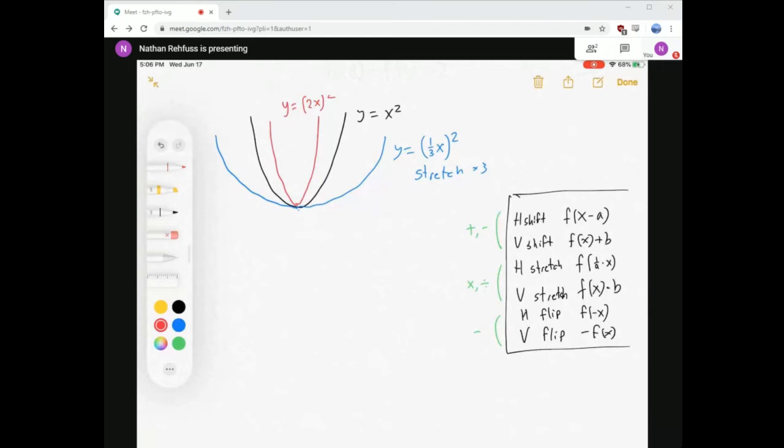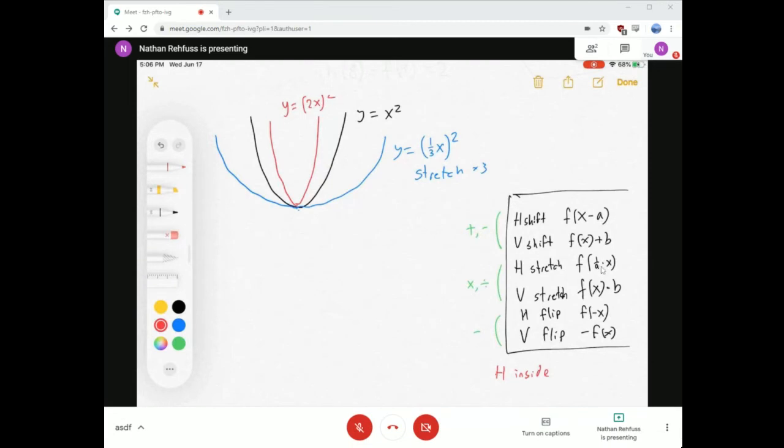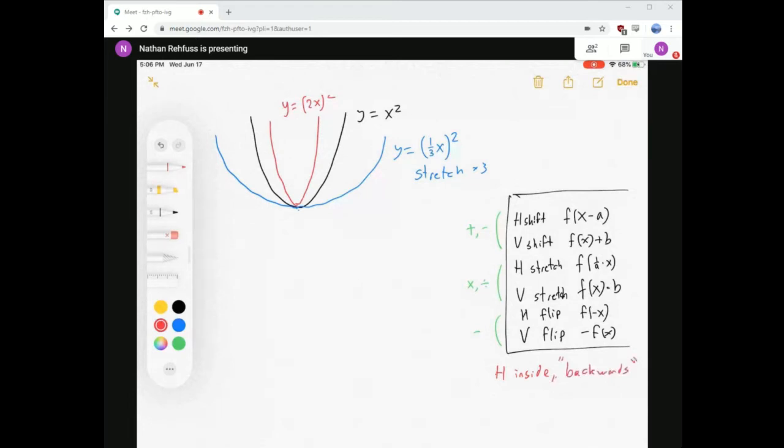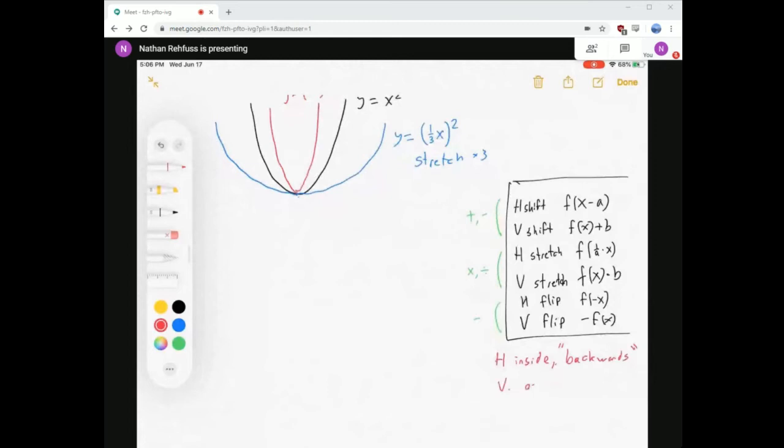The horizontals are inside the function. So this minus is inside, this division is inside, this minus sign is inside. And they're also kind of backwards. We have to divide to stretch, and we have to subtract to go right. Whereas the verticals are, whoops, that's not spelled right. The verticals are outside, and they're normal.